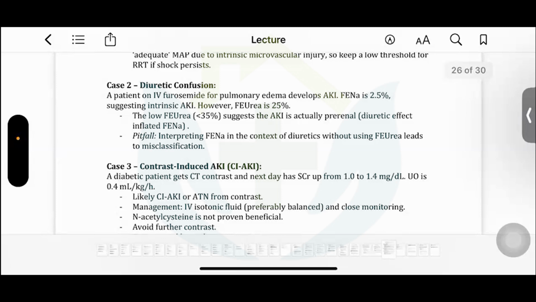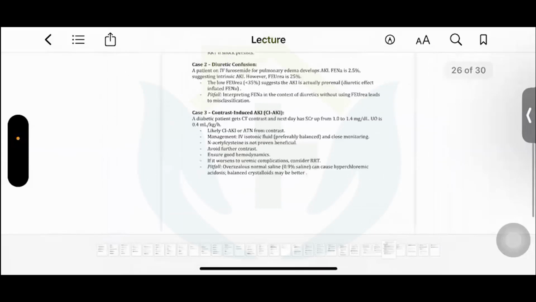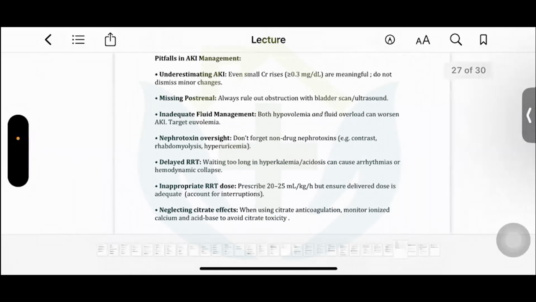Is that clear? This is very important. This is coming in big waves. We just keep remembering FENa, but you have to read about FEurea also. Contrast-induced AKI, please read it from the notes. I will give it to Sana.